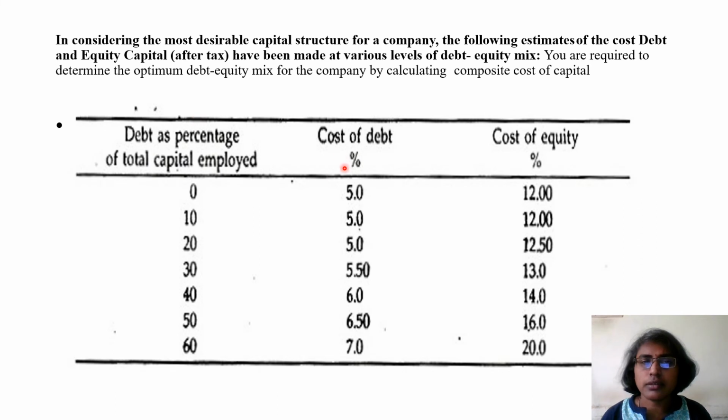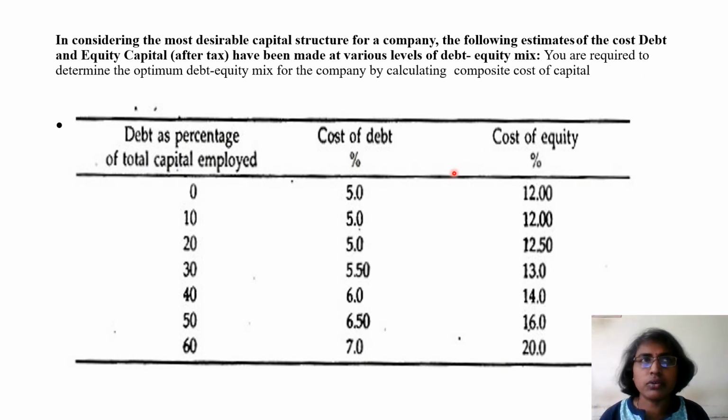So the next thing is another type of problem: to calculate a composite cost of capital and to find the optimum debt equity mix. The data given in the problem is: in considering the most desirable capital structure for a company, the following estimates of cost of debt and cost of equity capital have been made at various levels of debt equity mix. You are required to determine the optimum debt equity mix of the company by calculating composite cost of capital.